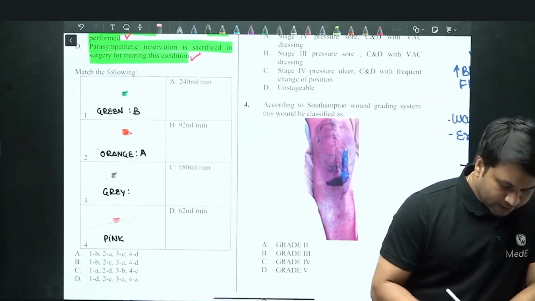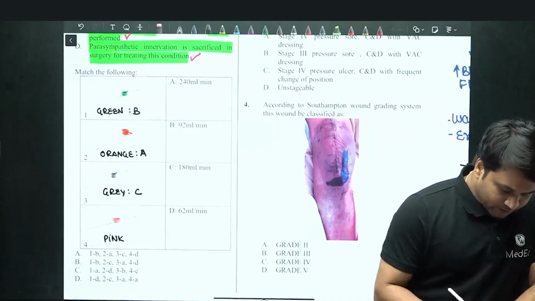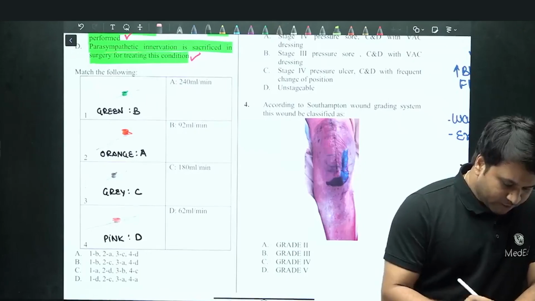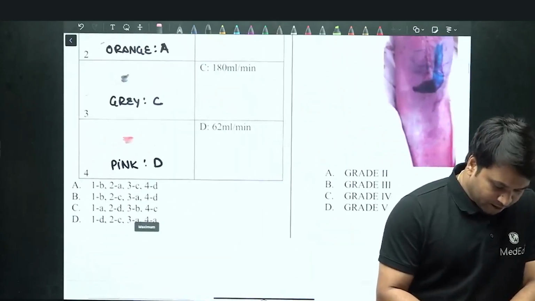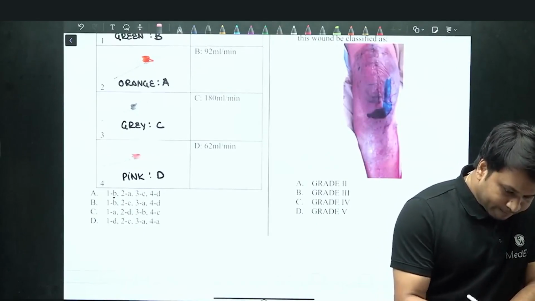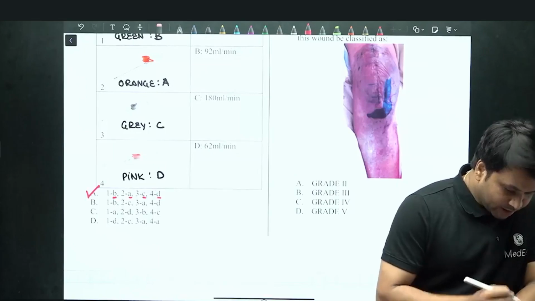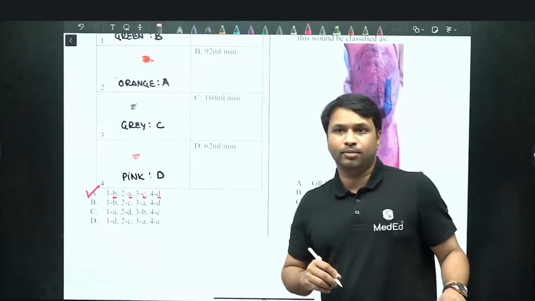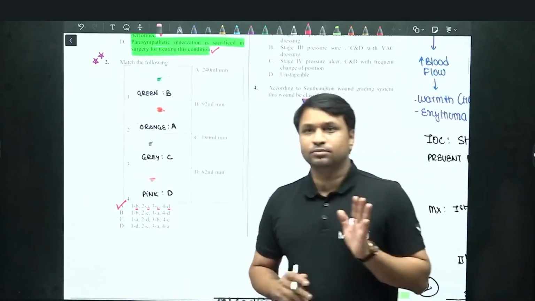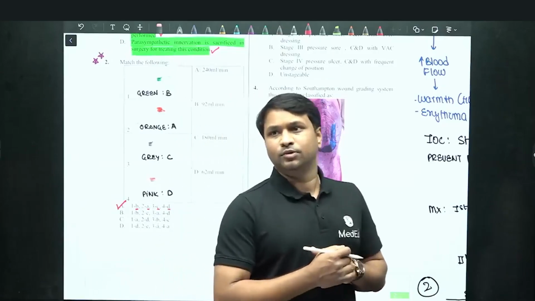Gray का क्या है? Gray is above the lava. तो 180 हो गया. C. And pink is going to be 60 to 65, so pink is going to be D. So BACD कहाँ पे है? We have BACD, so the answer here becomes A for Ahmedabad. ठीक है, clear है? Clear with the cannulas? Okay.